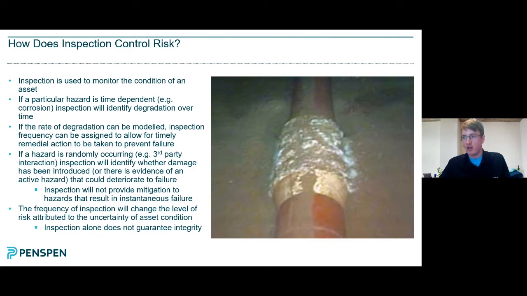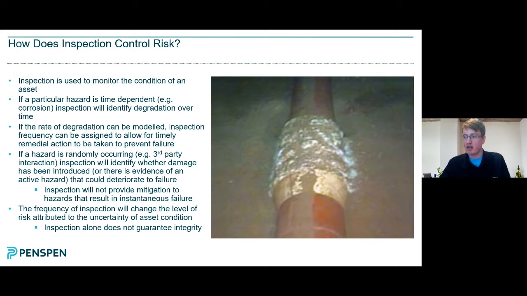So, another way of looking at it is what the hazard is like and how it manifests. If it's a time-dependent hazard, then inspection will identify the degradation over time, and it will inform our modelling. If a hazard is randomly occurring, if it's not a degradation mechanism, it's a random event, then what inspection allows us to do is identify whether that event has occurred or not, more of a binary approach.